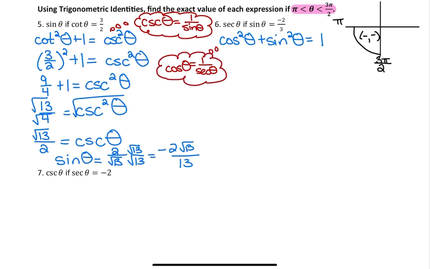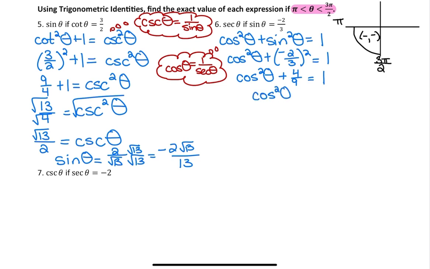So if we know that sine is negative 2/3, then cosine squared theta plus negative 2/3 squared is equal to 1. So cosine squared theta plus negative 2/3 squared is positive 4 over 9. Then we can subtract 4/9 from both sides. So cosine squared theta is equal to 5/9.